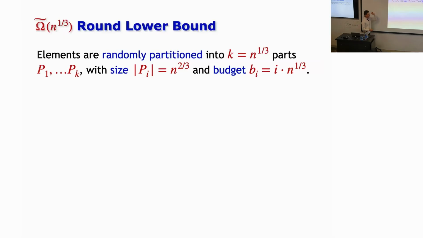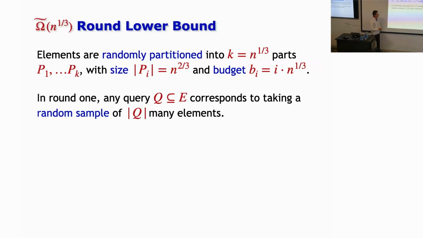It's worth mentioning that this isn't just one single matroid, because we're randomly partitioning the elements into the parts. You have your n elements, and then you randomly permute them when deciding which part they land into. So it's really a class of some exponential number of matroids, depending on which element lands in which part.